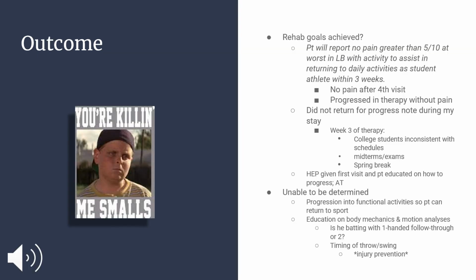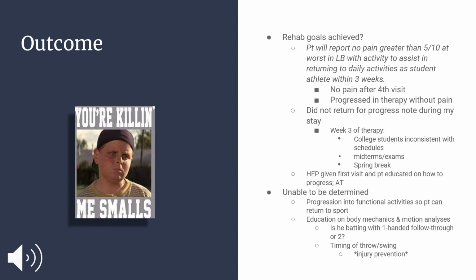Outcome. So were the rehab goals achieved? I could say that he did make progression. Unfortunately, my internship ended prior to me having the chance to write him a progress note. So that was unfortunate. However, I know that he was progressing when I left. So for example, one of his goals was that he would report no greater than 5 out of 10 pain in his back with activity to assist him with his activities as a student athlete. And he actually had no pain at all after his 4th visit with us, so that was really rewarding.